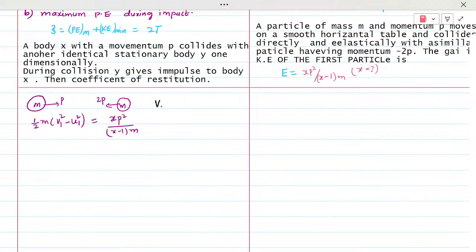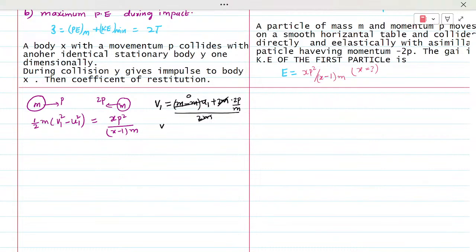The v1 formula we know: v1 is equal to (m1 minus m2) into u1 plus 2 m2 u2, divided by total mass. Here the other particle is not stationary, since momentum is given. The masses are similar, so m minus m is 0, and u2 I can write as 2p by m. The total mass is 2m, so this 2m gets cancelled. So v1 is equal to 2p by m.